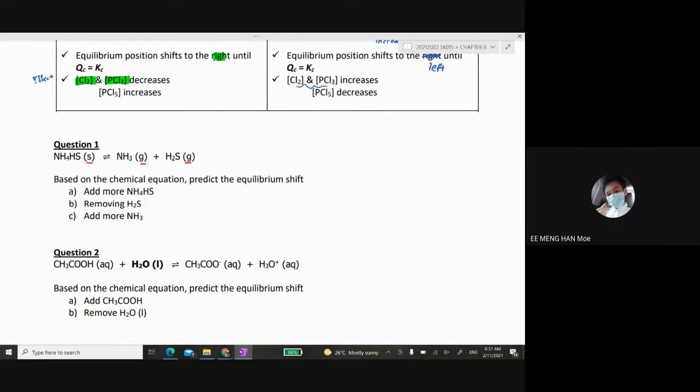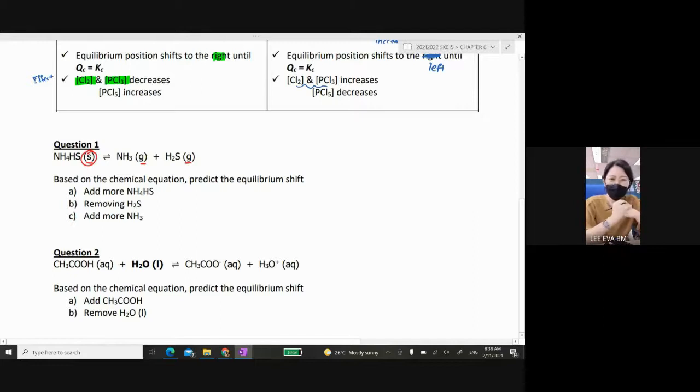No effect. Why is it no effect? Solid. Well done. Because of the solid phase of NH4HS, when you're adding more of the solid, nothing happened. So you may say that the equilibrium position remains unchanged.